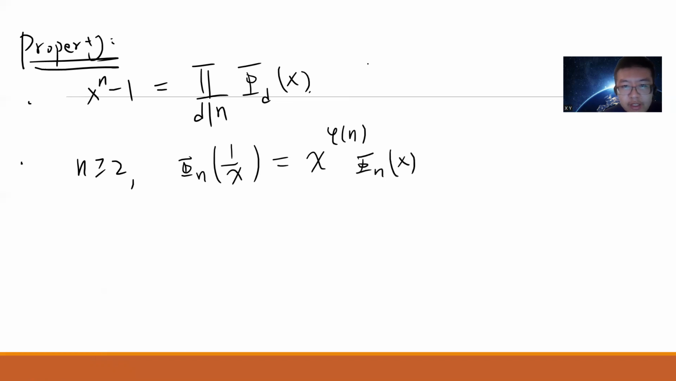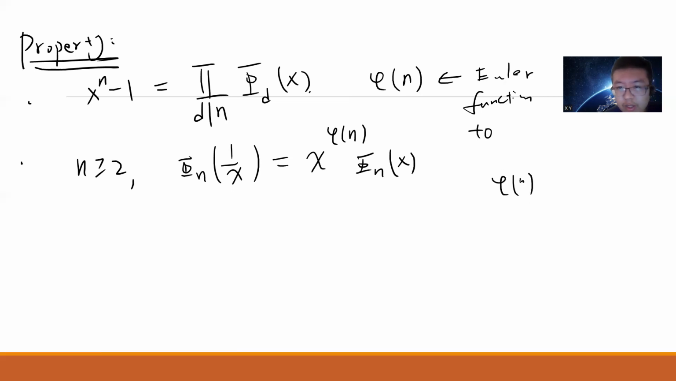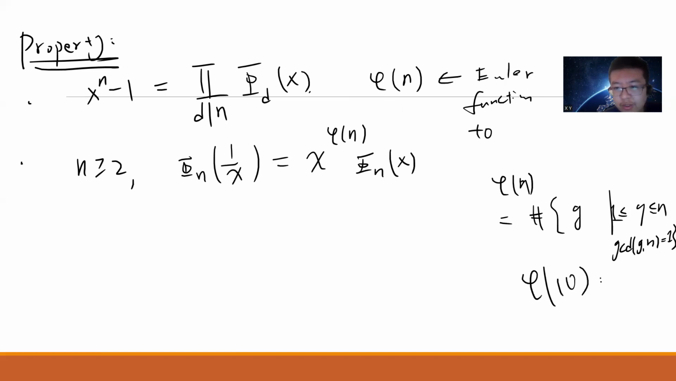Here phi(n) is the Euler number, or the Euler function, called the Euler totient function. Basically, phi(n) is defined to be the number of integers from 1 to n with gcd(j, n) equal to 1. Basically, it's all the integers less than n which are coprime to n. So phi(10) is 4, because it counts 1, 3, 7, 9.